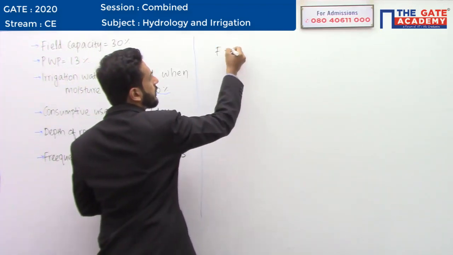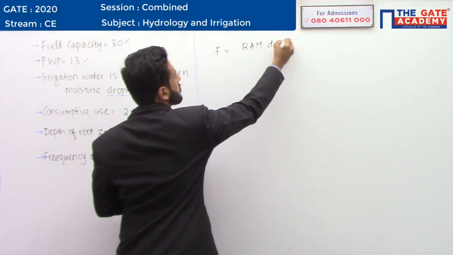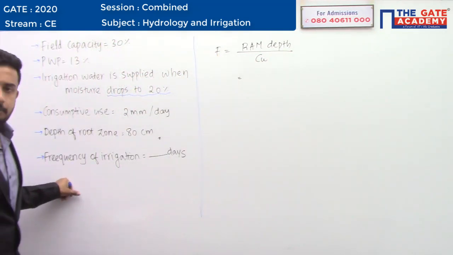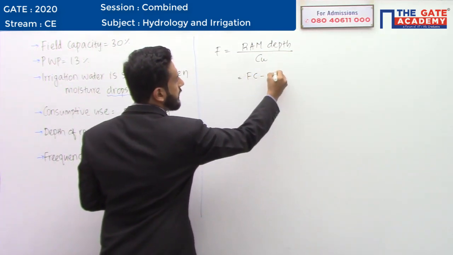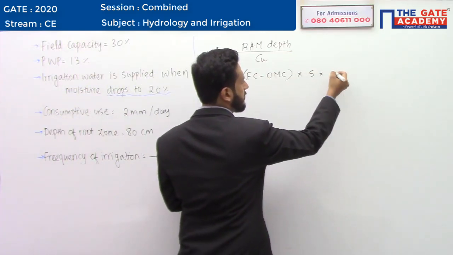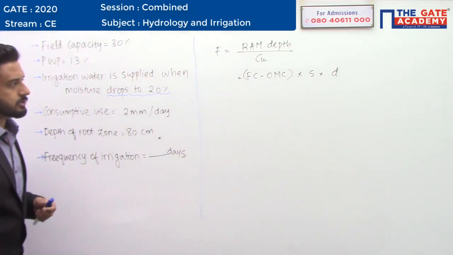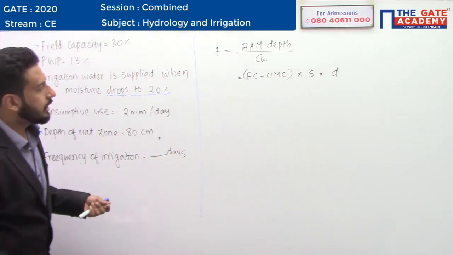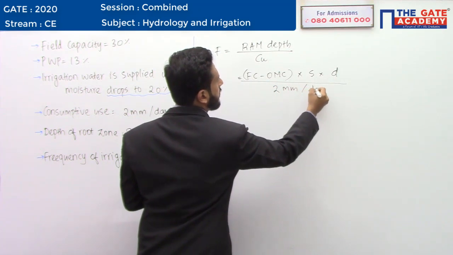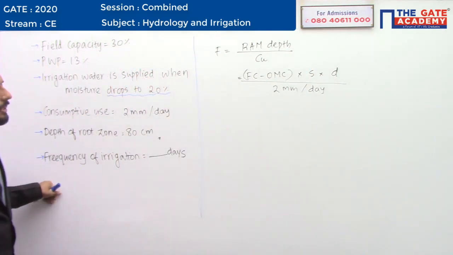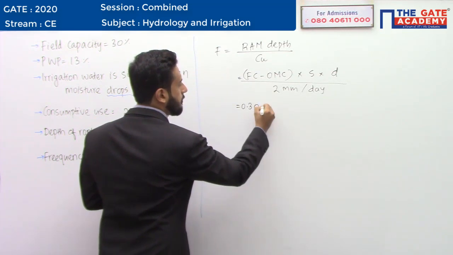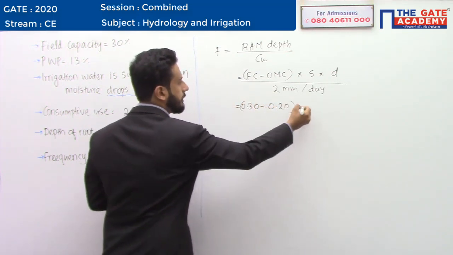We know the frequency of irrigation is nothing but the readily available moisture depth divided by the consumptive use of the crop. Readily available moisture is nothing but the field capacity minus optimum moisture content. We have to convert it in terms of depth, so we multiply with the specific gravity as well as the depth of root zone, S and D. Now divided by the consumptive use, they have given 2 mm per day. The readily available moisture we have to calculate in terms of mm, so it will be mm per day. According to the question, it should be 0.3 minus 0.20, multiplied with specific gravity.